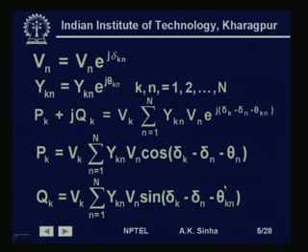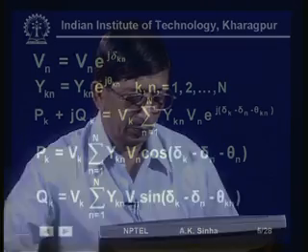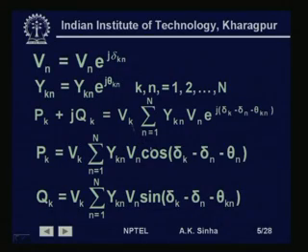So, the equation for power injection that we see here is related to the voltage magnitude and the angle at various bus bars. This set of two equations forms the relationship of power injection with voltage magnitude and angle at various bus bars, and these are the power flow equations for the power network.